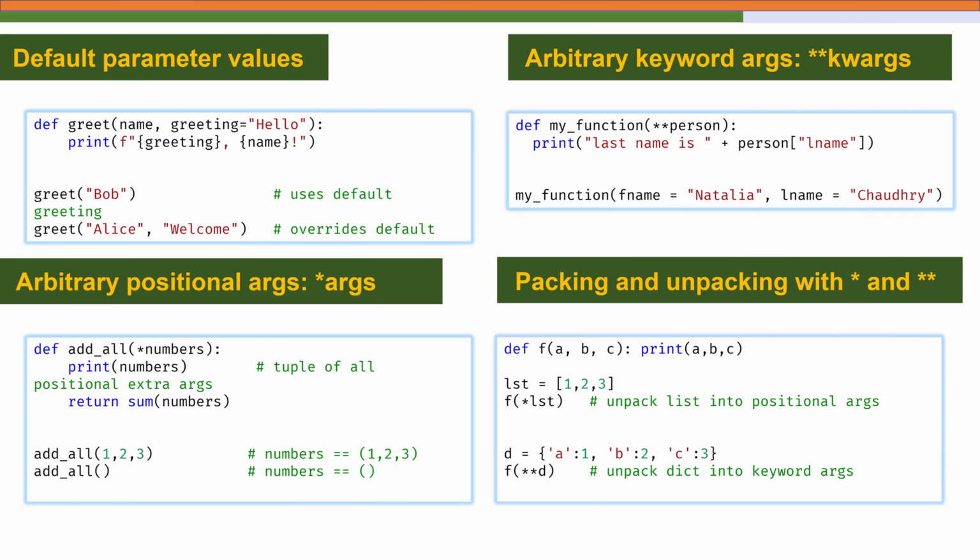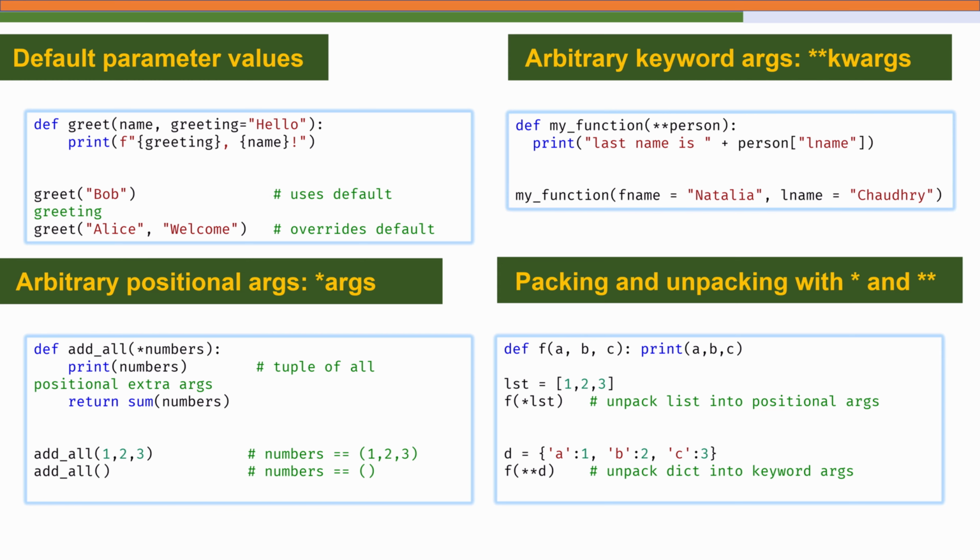Double asterisk kwargs gathers any extra named arguments into a dictionary. This is widely used for flexible APIs and forwarding options to other functions. So **kwargs packs extra keyword arguments into a dictionary. This is used when a function accepts flexible named configuration.